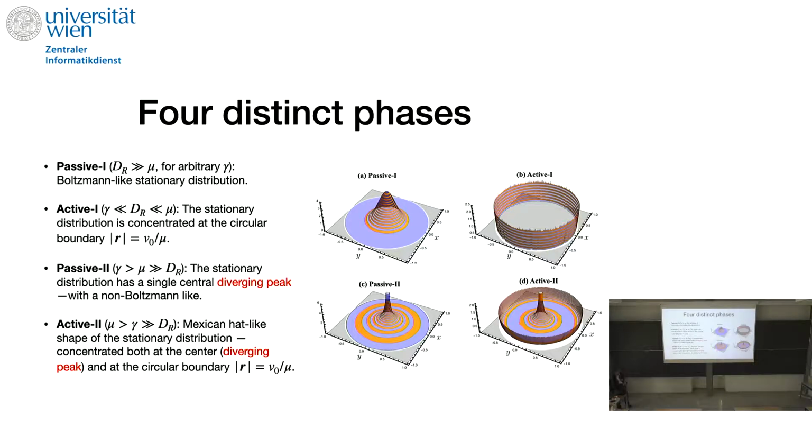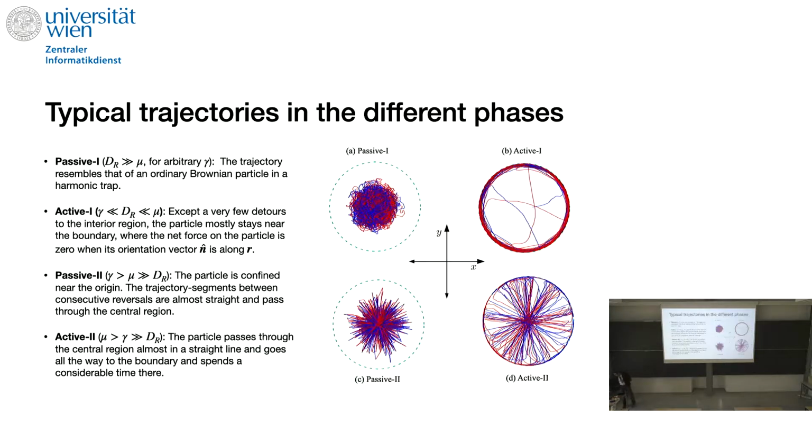So basically, here we have these two novel phases which you don't see in the other cases. Before going to the details, it's useful to look at the trajectories in these different cases. In this passive case, the particle motion is mostly concentrated near the origin, which gives rise to your Boltzmann distribution. On the other hand, in the active one, it's accumulated at the boundary. Okay, there are some excursions in between.